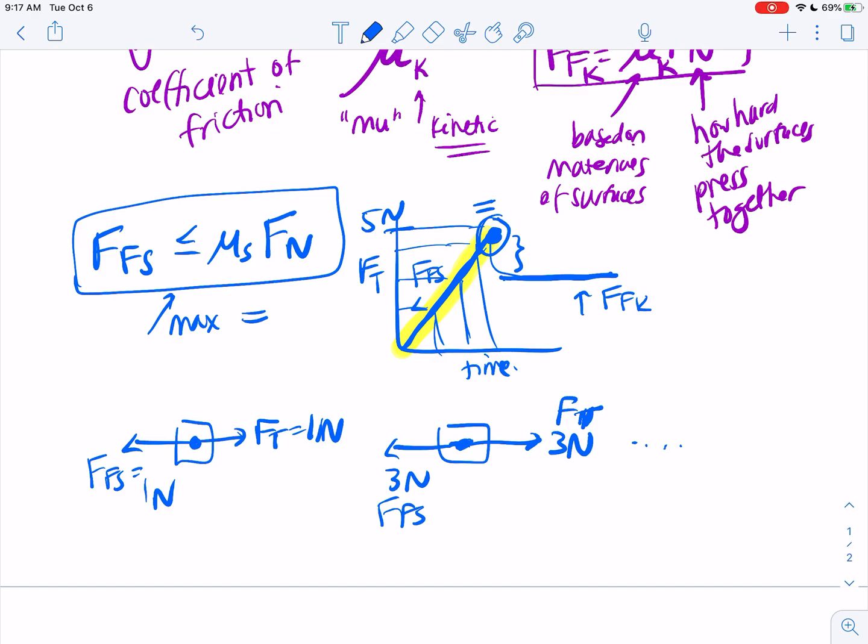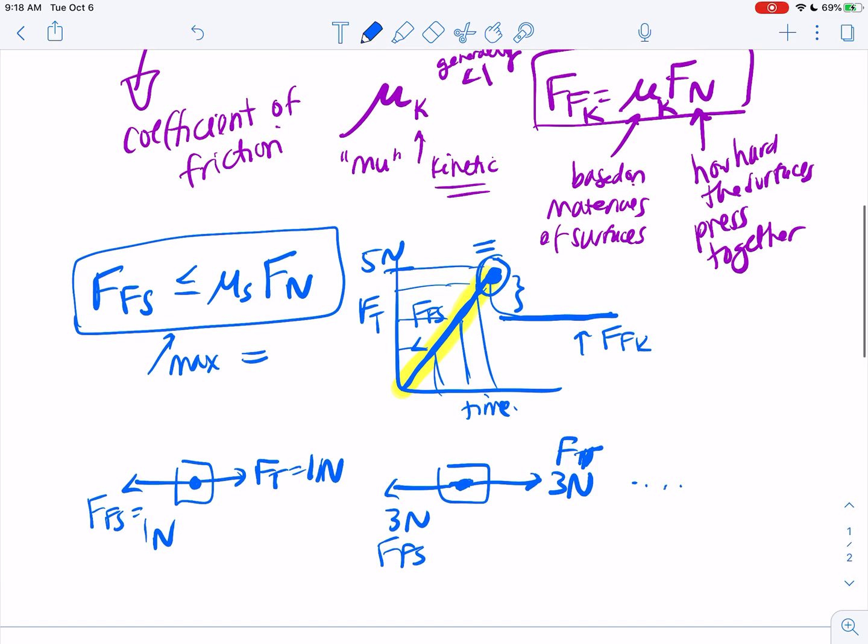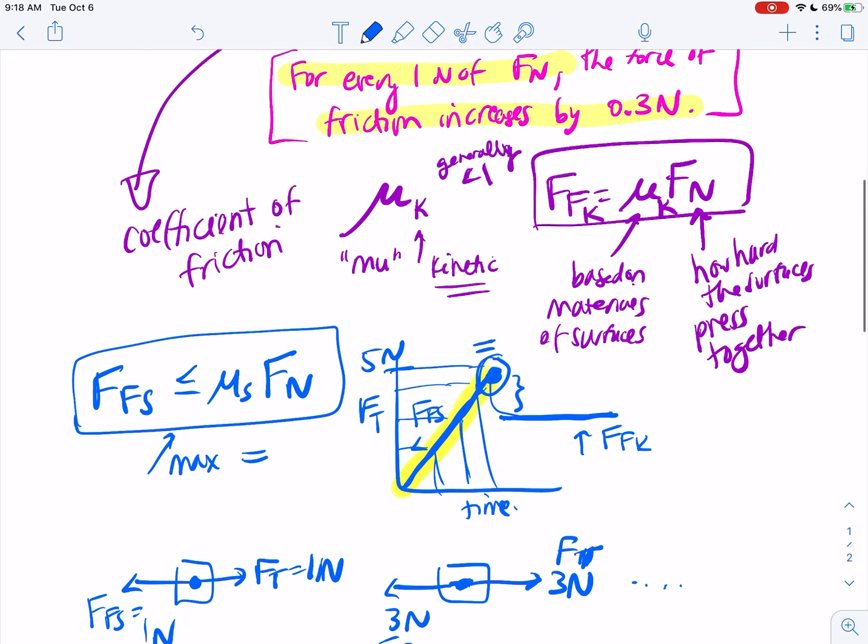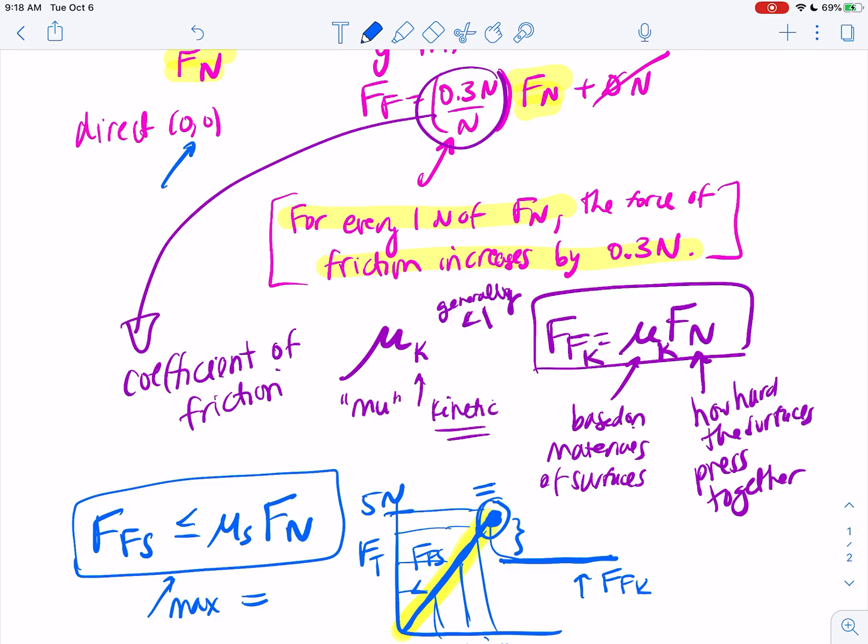Is there anything else that I wanted to say? Let me just look for a minute. Graph lab. Oh, the y-intercept. I think that's fine. We got that with 0, 0. If the surfaces aren't pressing together, if the Fn is 0, then the Ff is 0. If the surfaces aren't even touching, then there's not going to be any friction. Static and kinetic y-intercept. Okay, I think that's everything.